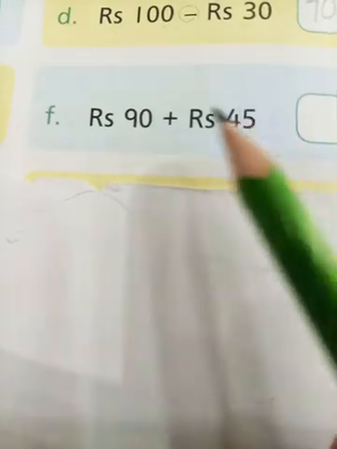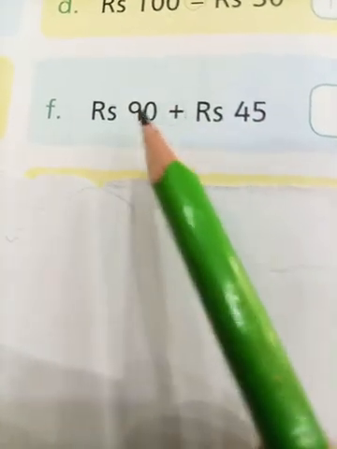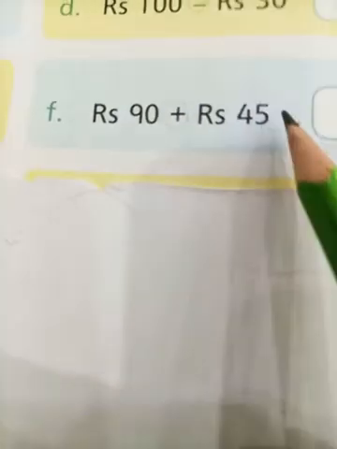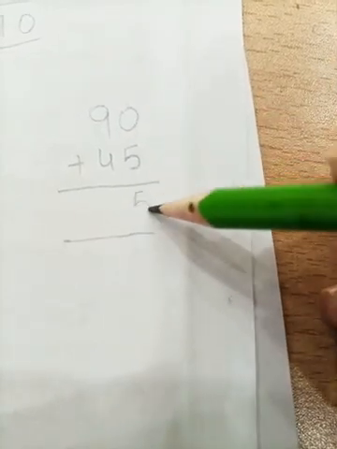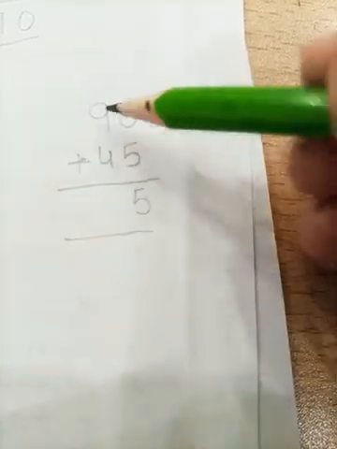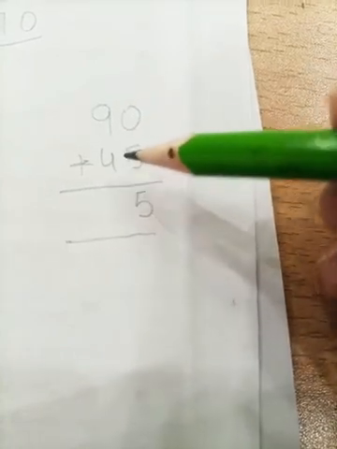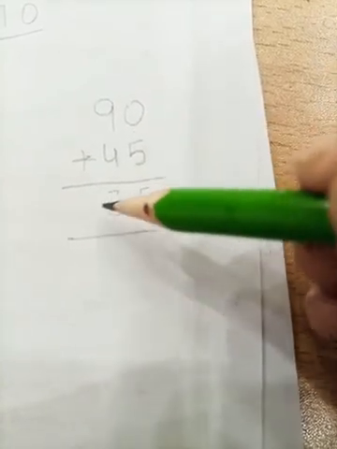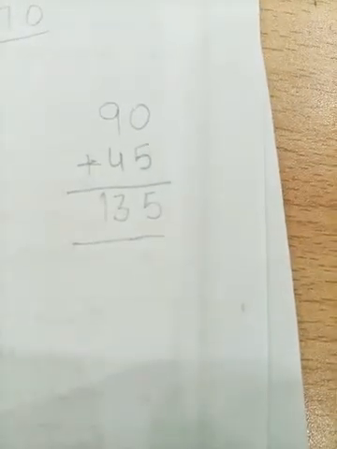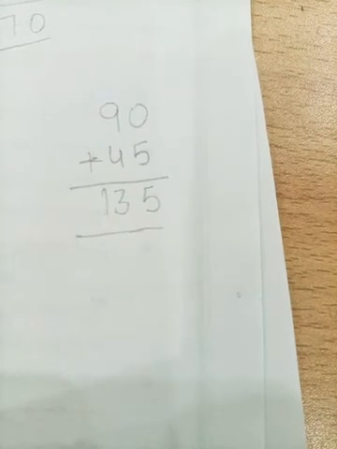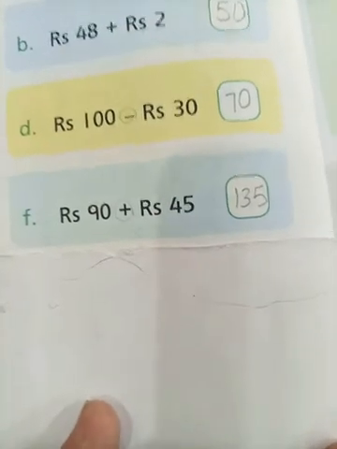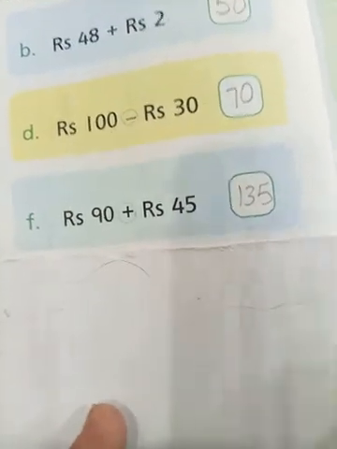Students, here is the sign of addition again. So I am gonna add 90 rupees and 45 rupees. So students, let's add this. 5 plus 0 is 5. 9 plus 4 is equal to 9, 10, 11, 12 and 13. My answer is 135. This one is a very big amount compared to the number 50. So I will not mark the tick for my answer. I have just written down my answer, but I will not mark it.